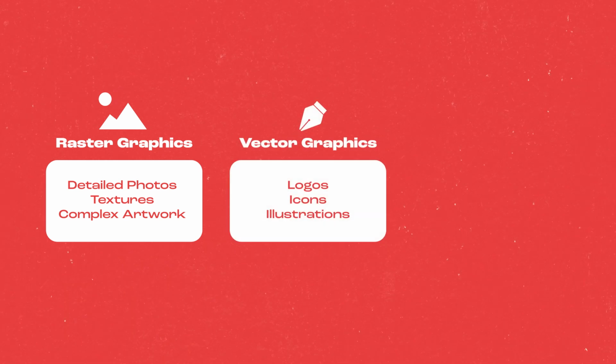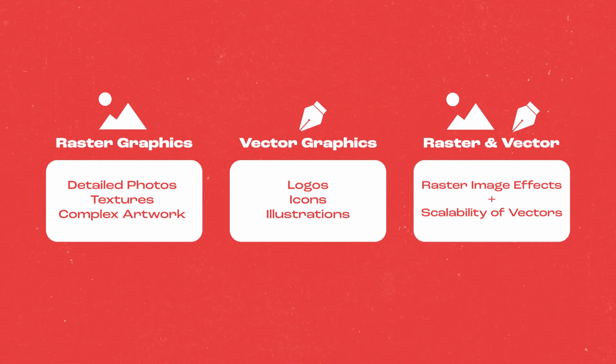So, when should you use raster or vector graphics? It really depends what you're working on. Here are some quick guidelines. Use raster graphics when you're working with detailed photos, textures, or complex artwork. For example, a product photo or a painted portrait is better suited as a raster image. Use vector graphics when you need something that scales across multiple sizes or when you're designing logos, icons, or simple illustrations. Both can be used together in different situations to get the intense effect of raster images, but also the scalability of vector elements.